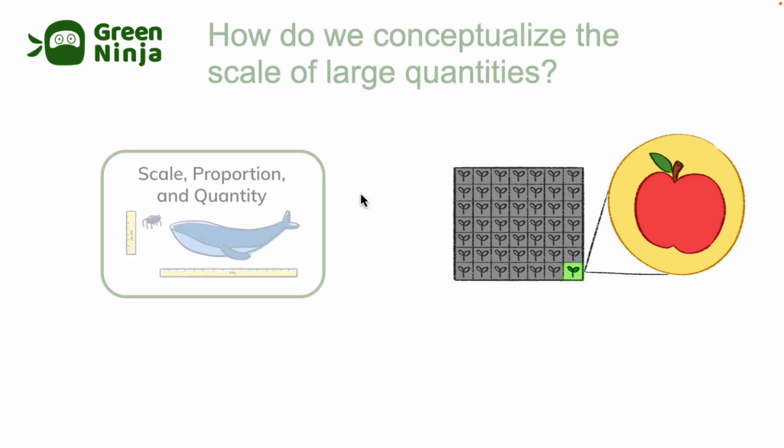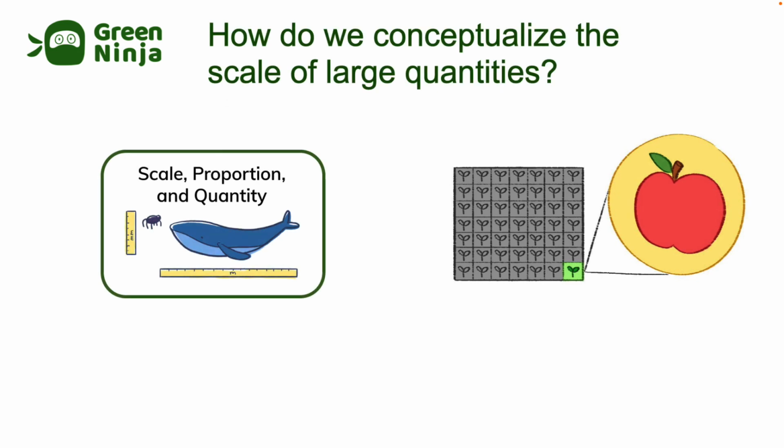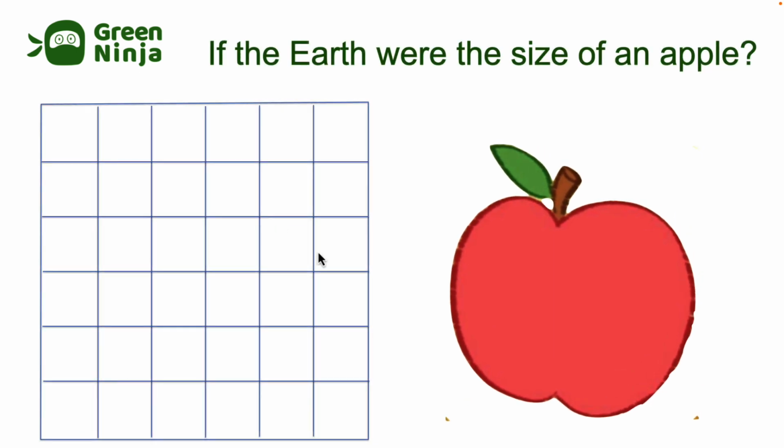To answer that question, we really need to get into a common problem in science, which is how do we conceptualize the scale of really large quantities? Part of what it means to think about scale, proportion, and quantity is to develop tools for thinking about the very big and the very small. In our unit, we're going to use the tool of the scale model as an analog.